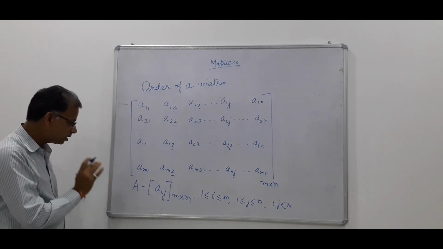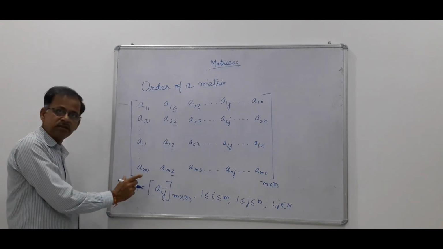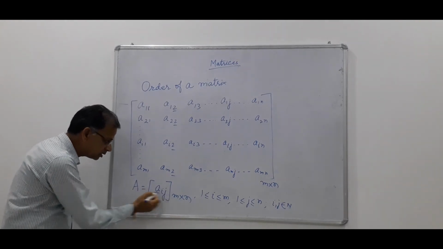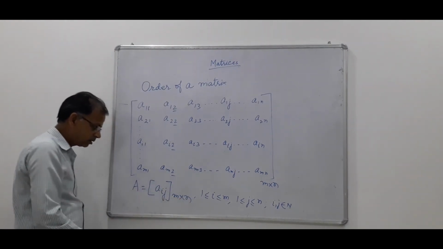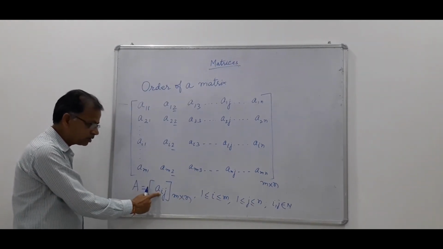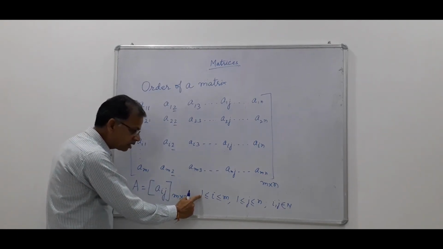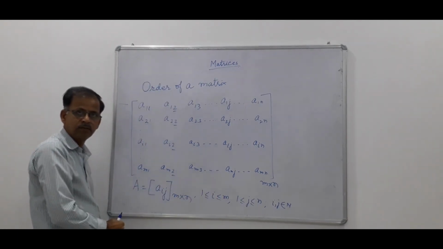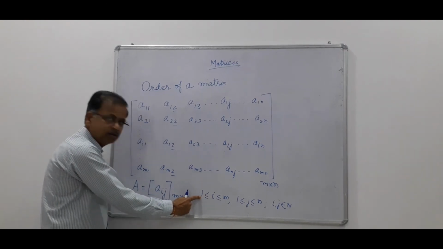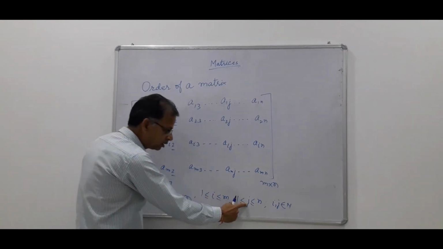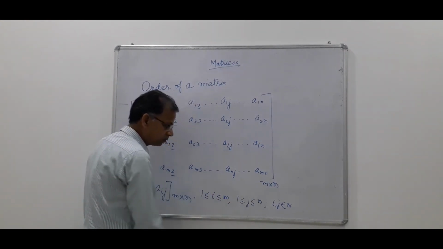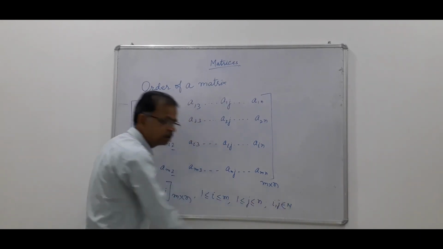We can generally write this matrix in simple form as Aij, m by n. Here i represents numbers lying between 1 to m, so i can be 1, and j lies between 1 and n, and i and j are natural numbers.